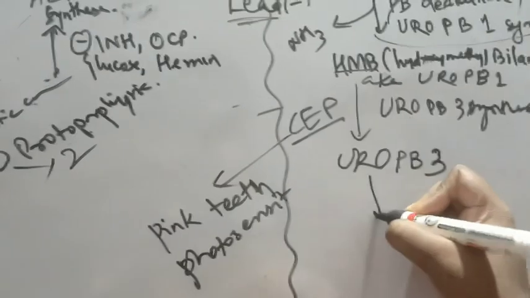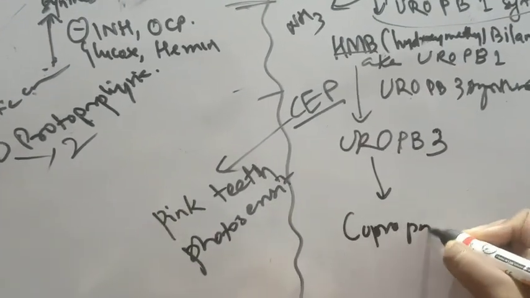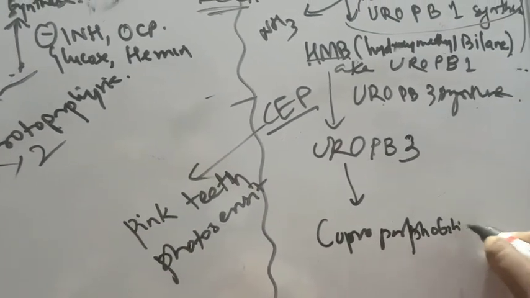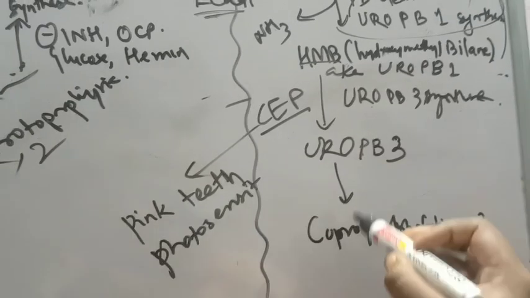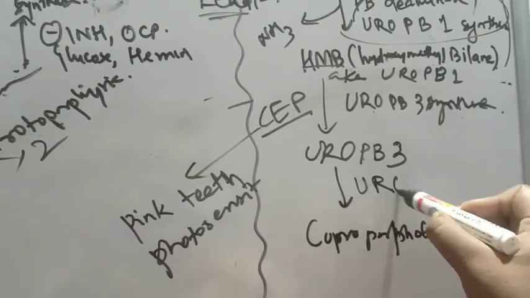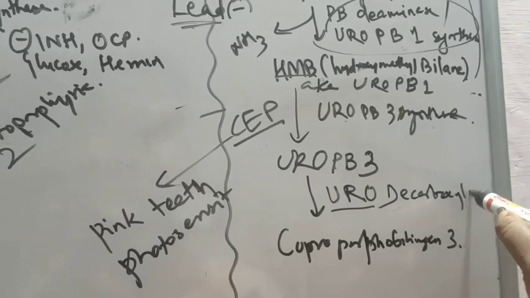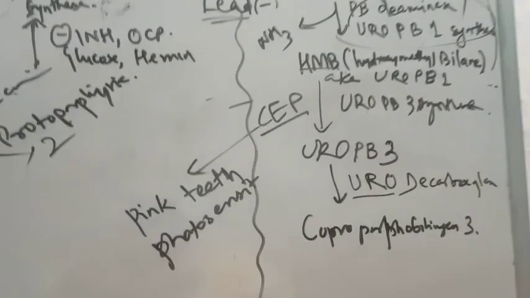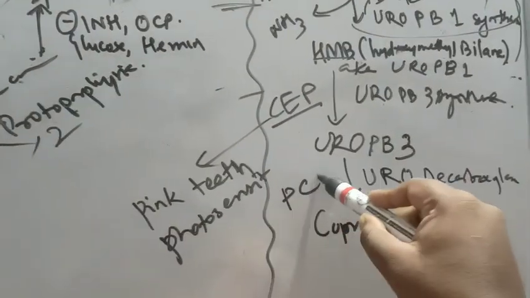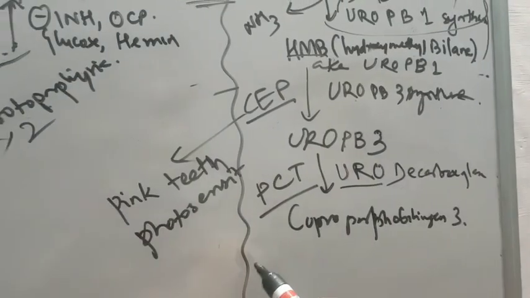From uroporphyrinogen 3, we will have coproporphyrinogen 3. The enzyme is uroporphyrinogen decarboxylase, UROD for short. The disease is PCT, porphyria cutanea tarda.